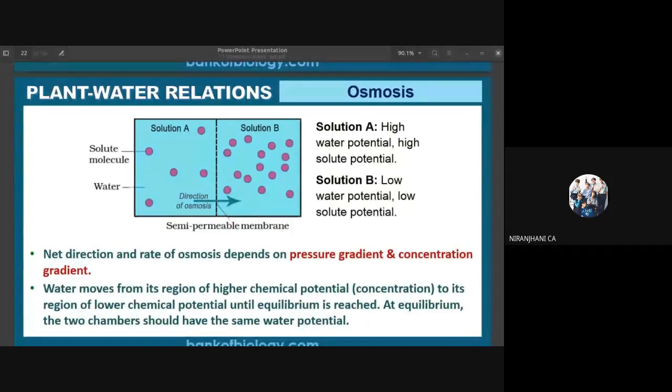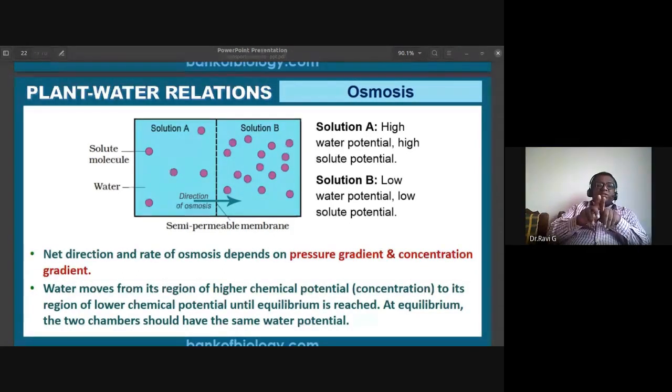You should compare two solutions. There should be a reference point. When two solutions are there and one of them has a higher concentration than the other, we call it hypertonic. So with reference to cell sap, if a solution has higher concentration, we call it hypertonic. With reference to the cell sap, that is the cytoplasm, if a solution has the same concentration as the cell sap, we call it isotonic. If the solution has a lower concentration than the cell sap, we call it hypotonic.